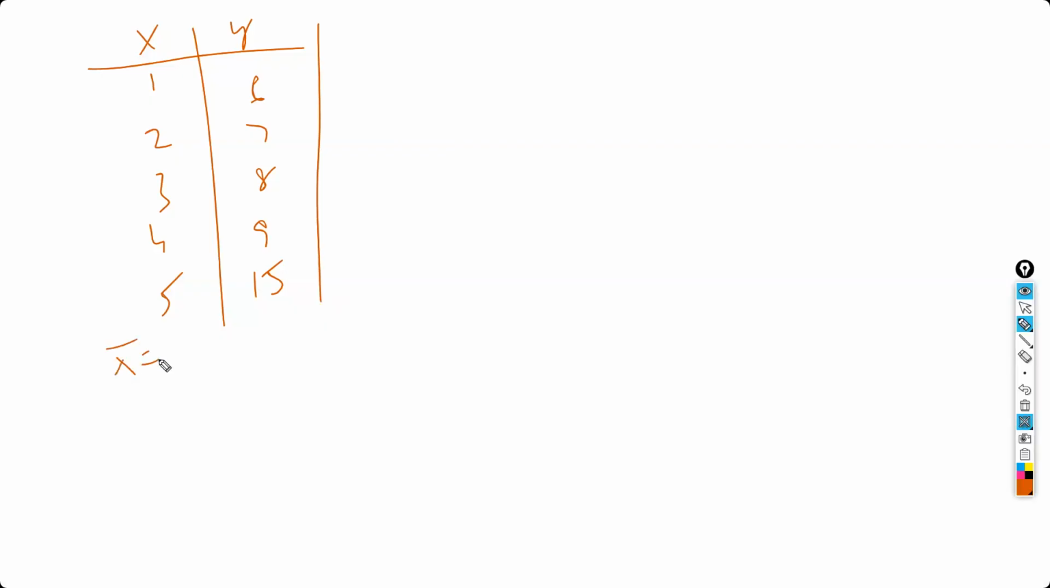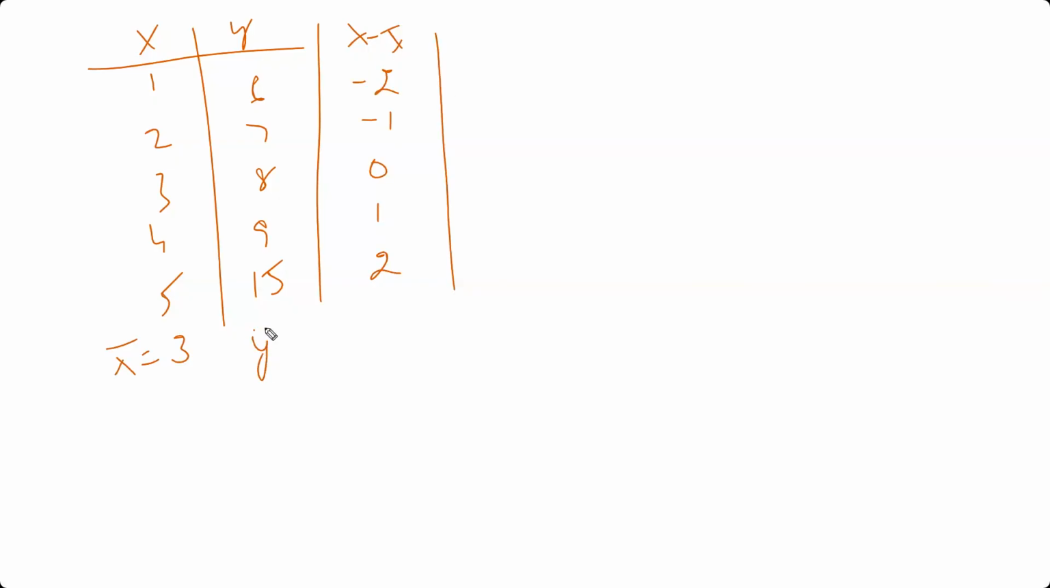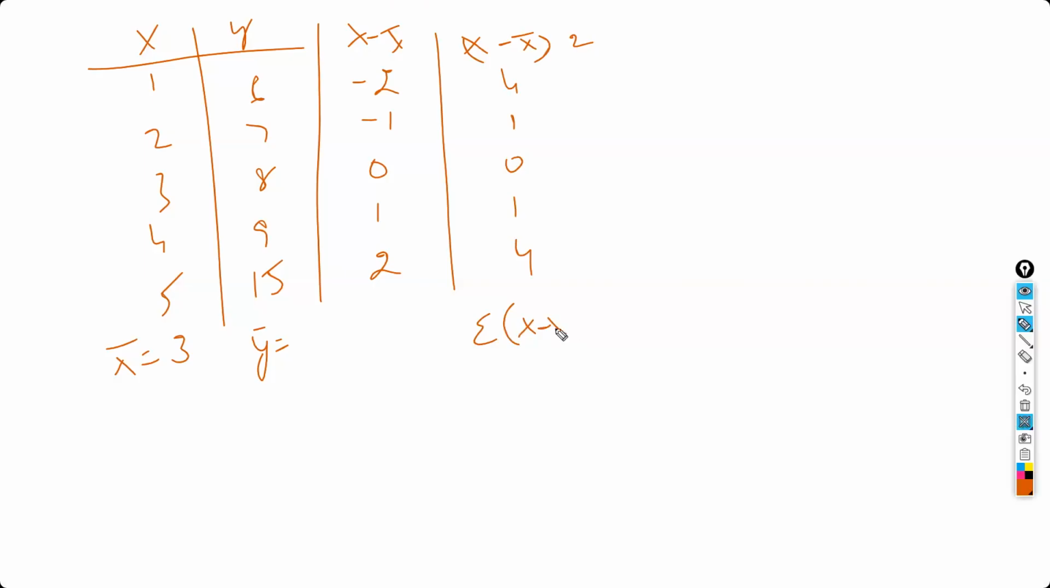So first, x bar, what is x bar? 3. X minus x bar is 1 minus 3, minus 2, minus 1, 0, 1, 2. After that you calculate y minus y bar, but first complete the x minus x bar whole square. Let us calculate (x minus x bar) whole square, that is 4, 1, 0, 1, 4. The sum of (x minus x bar) whole square is nothing but 10.